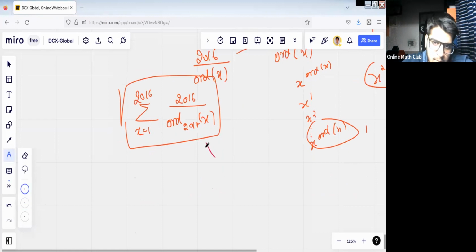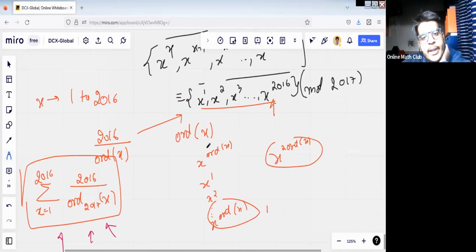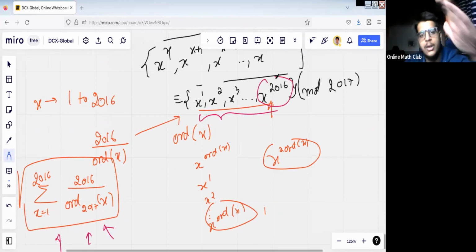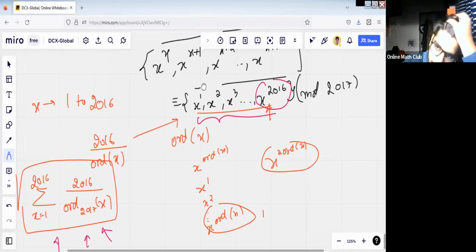Now, how do you calculate this thing? You cannot just manually calculate orders. It's hard to calculate that. Also, one common mistake which people make, which you were also making, is thinking that there is exactly one thing, which is at 2016. But you have to take into account that there can be more than one. Do not confuse order with phi of n. They are different things.